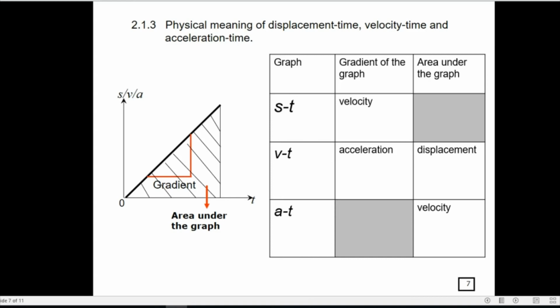And then we can do the same for the area under the acceleration-time graph. Just multiply the height, which is meter per second squared, and the base, which is second, leaving us with meter per second. So that's why the area under the graph is represented by the velocity.